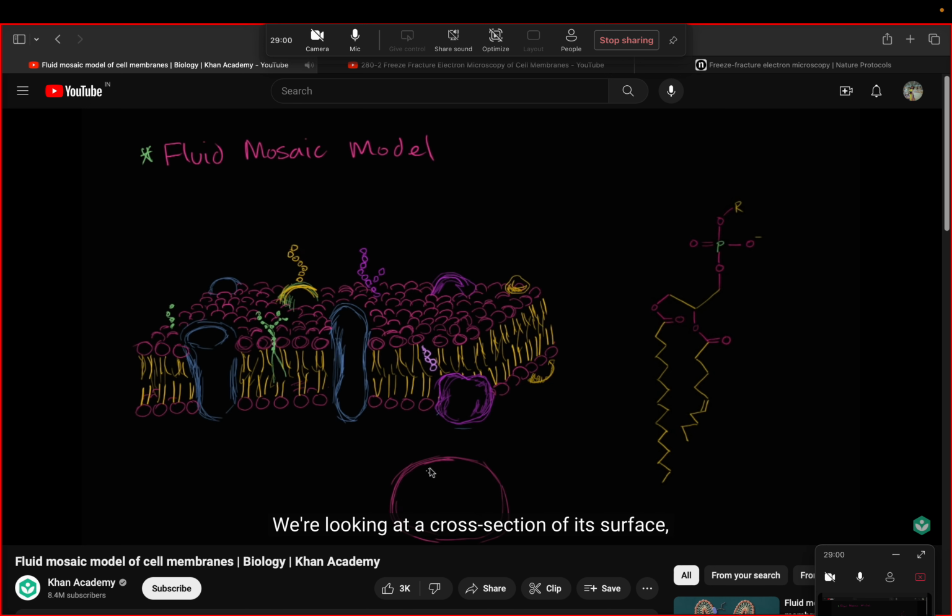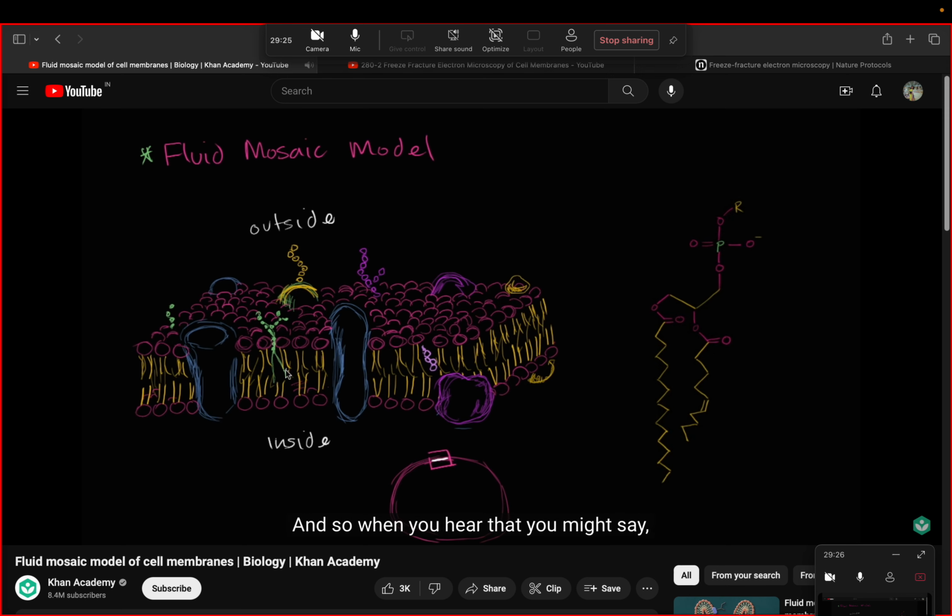We're looking at a cross-section of its surface. We're down here, this is inside the cell. If we look at it relative to this diagram, this is inside the cell, and this is outside. And when you zoom in, this little part right over here is actually a phospholipid bilayer that forms it.